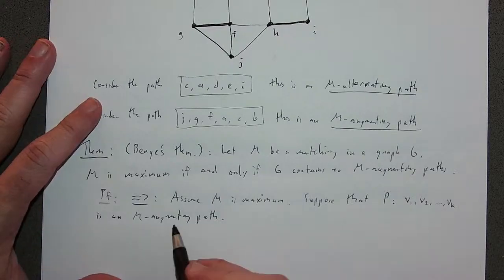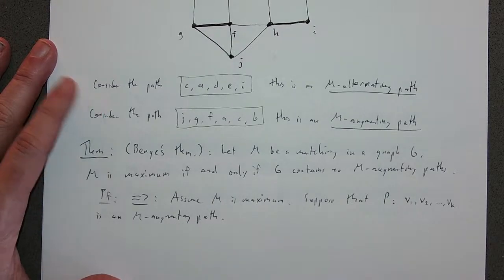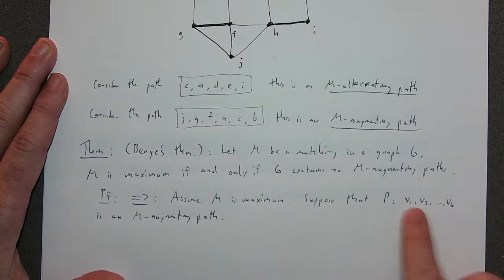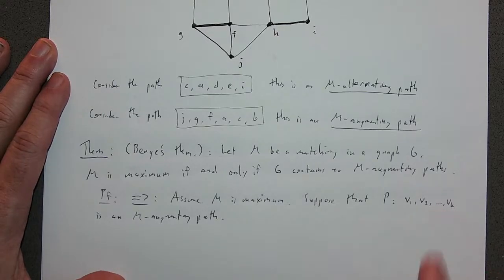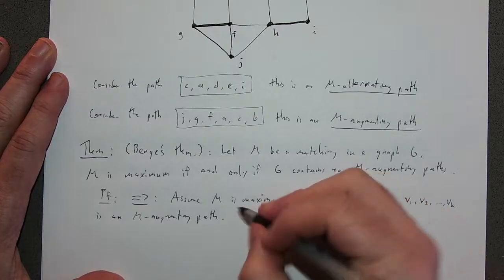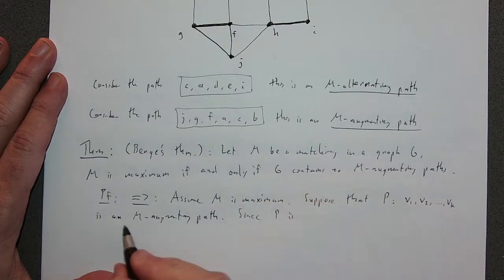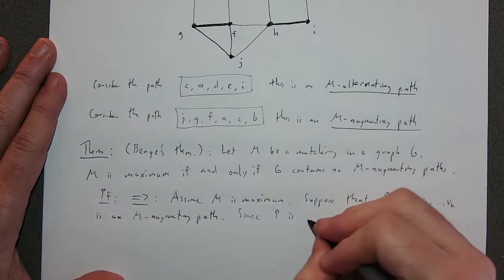Since an M augmenting path is alternating, right, this actually puts a restriction on how many vertices can be in this path. Right? Since P is necessarily, since it's M augmenting, every M augmenting path is necessarily M alternating.